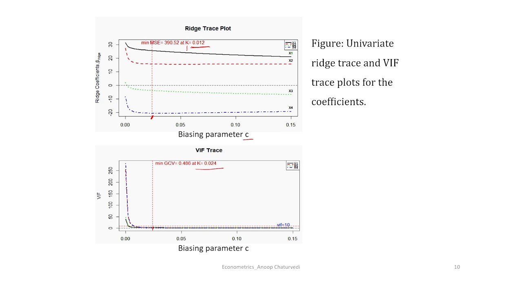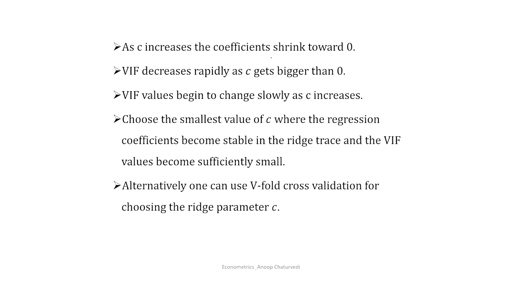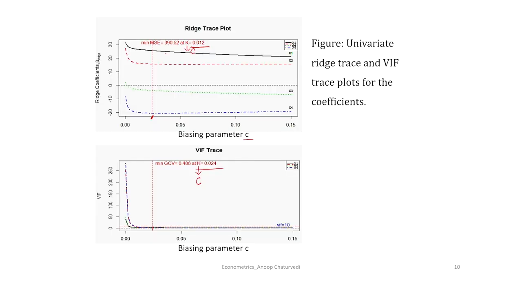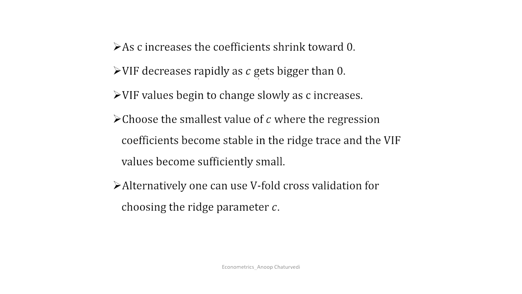Actually, the k over here is our c. We have slightly changed the notation, so this k is your c, the biasing parameter. What we observe is that as c increases, the coefficients shrink towards 0. See here, all the coefficients are shrinking towards 0. Then the VIF also decreases rapidly as c gets bigger than 0. Then as c increases, the VIF values begin to change slowly. And then we choose the smallest value of c where the regression coefficients become stable and the ridge trace and the VIF values become sufficiently small.